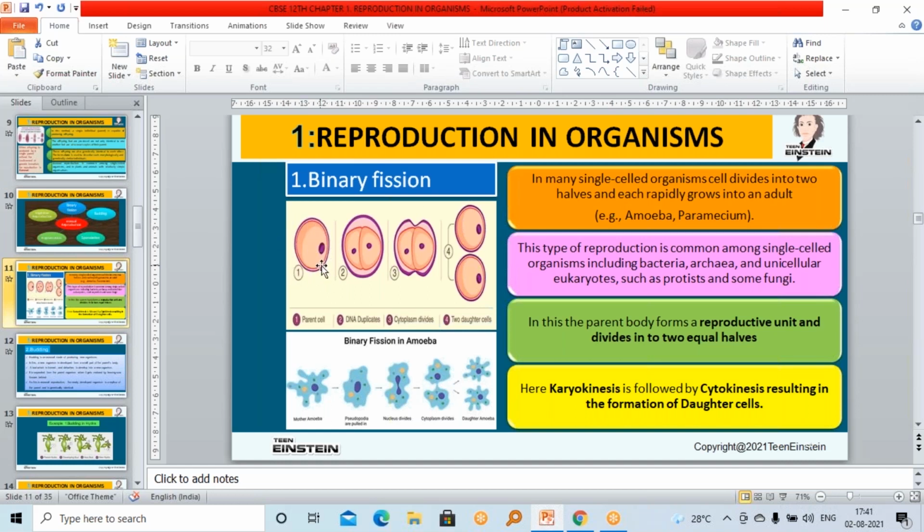Now let's go to different types or different ways of asexual reproduction. So there are different types, different ways of asexual reproduction: binary fission, budding, sporulation, fragmentation, and vegetative reproduction. So which are the different ways? Binary fission, budding, sporulation, fragmentation, and vegetative reproduction.